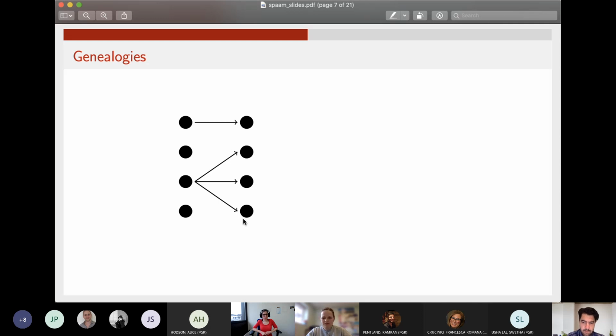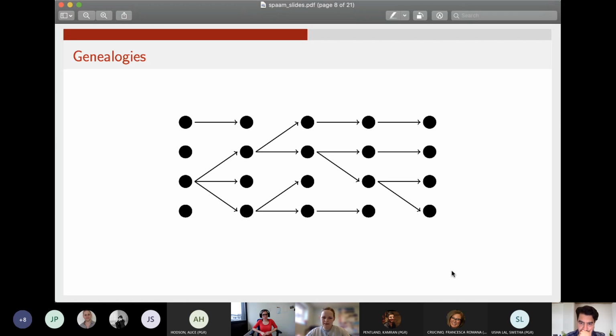And if we were to run the particle system for a few more generations, we might have something like this. So where do we get genealogies from, and what are they? First of all, we can look at an individual in the final generation, say this guy up here, and we can trace back the lineage by just following the arrows backwards. So this is like the parent, the grandparent, etc. And all of that together gives us the lineage of that individual.